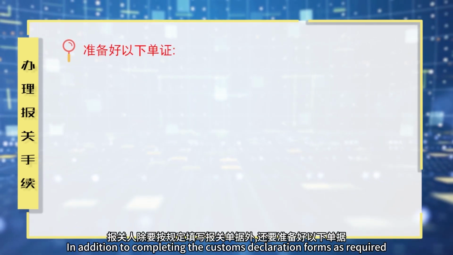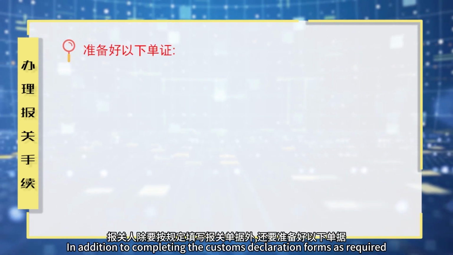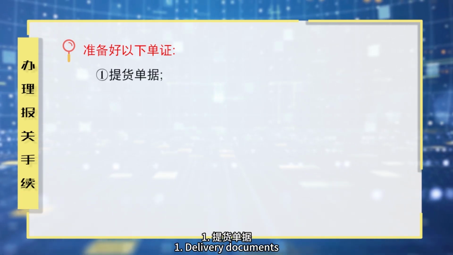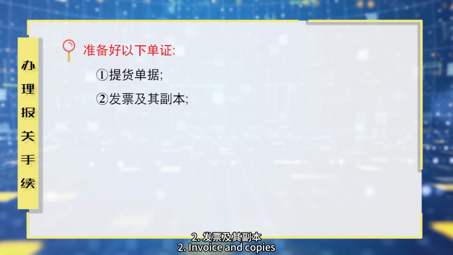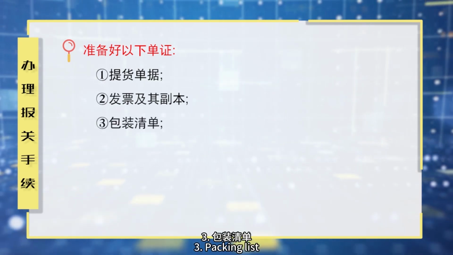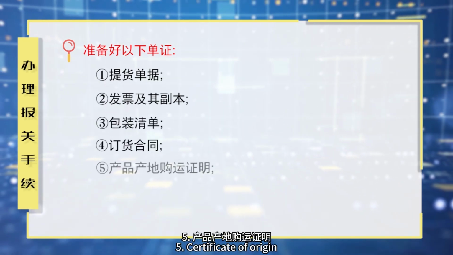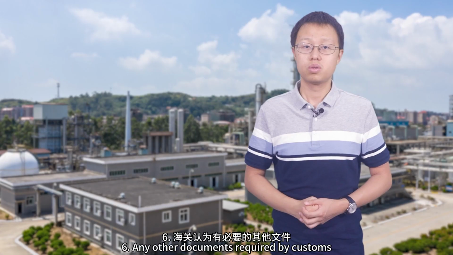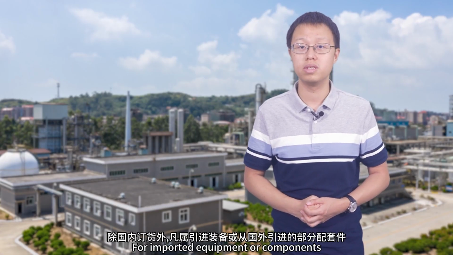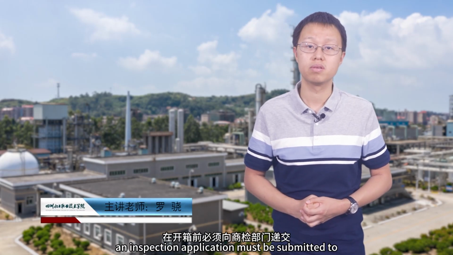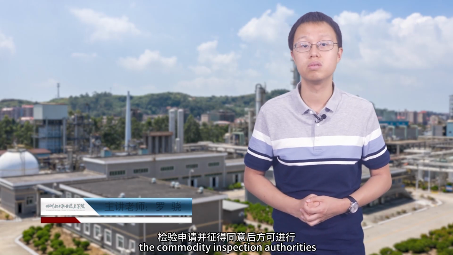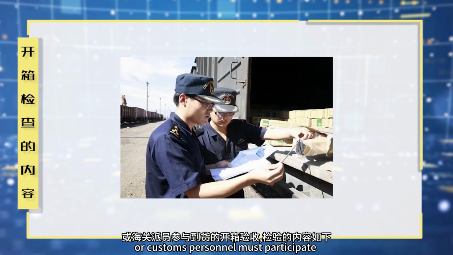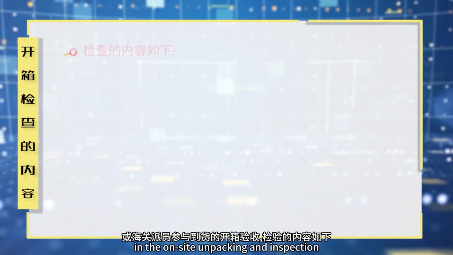In addition to completing the customs declaration forms as required, you must also prepare the following documents. First, delivery documents. Second, invoice and copies. Third, packing list. Fourth, purchase contract. Fifth, certificate of origin. Sixth, any other documents required by customs. For imported equipment or components, an inspection application must be submitted to the commodity inspection authorities and approved before unpacking, or customs personnel must participate in the on-site unpacking and inspection.